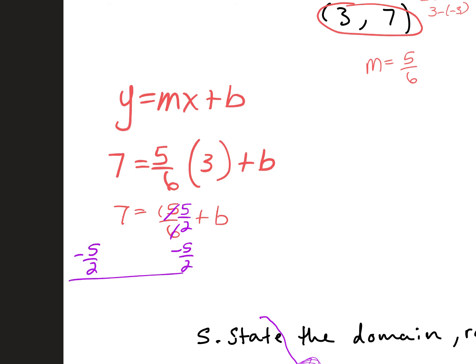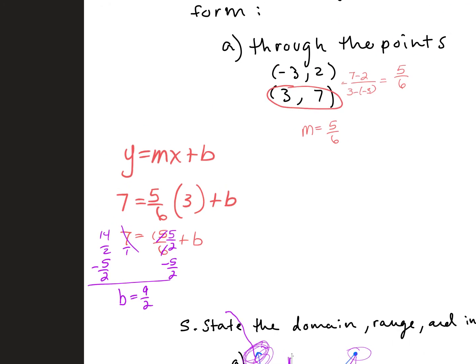All right, yeah, guys, you're going to have fractions. If I change 7 over 1 into seconds, what does it become? 14 over 2, okay? What's 14 over 2 minus 5 over 2? So my intercept is 9 over 2. So I now have my slope and my intercept.